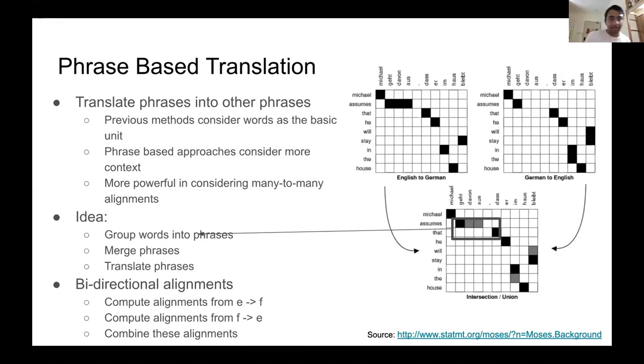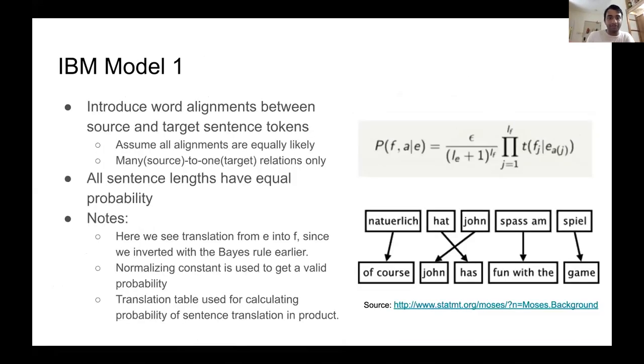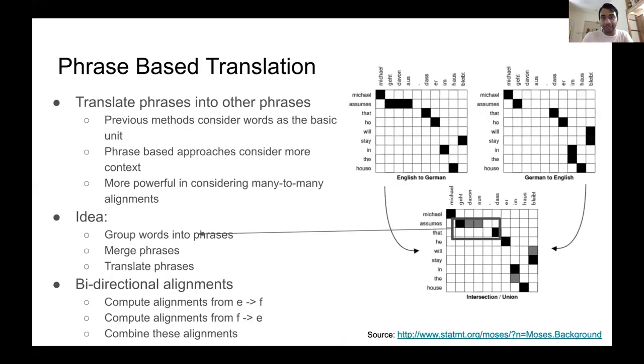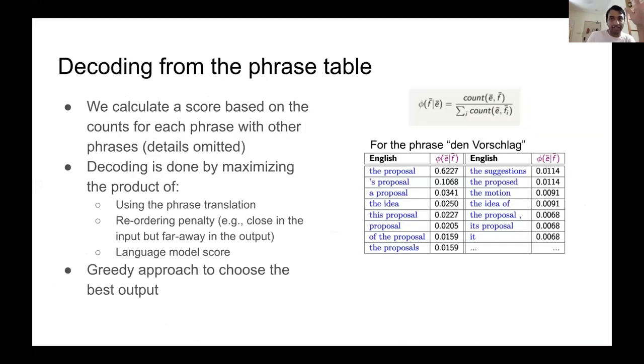So either through the previous method, through the EM algorithm, or a phrase-based approach, basically what we have is a set of alignments. And using these alignments, we have to decode and make the prediction on the target sentence. So this is common to both approaches.